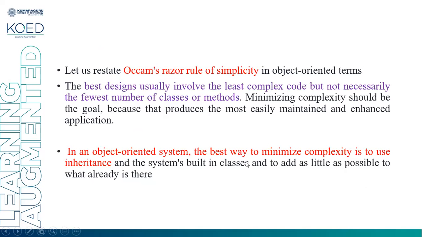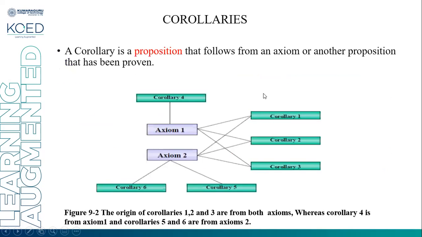In an object-oriented system, the best way to minimize the complexity is to use inheritance. The system is built in classes, adding as little as possible to what is already there. So they inherit from the superclasses. Every class inherits from the superclasses and adds a little more whenever needed.